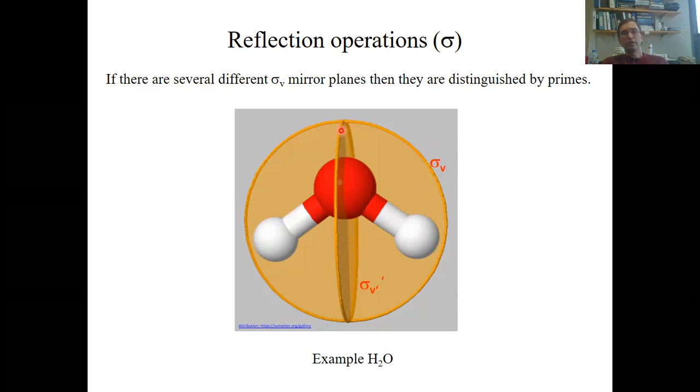So now this one here contains the two bonds, while this one here doesn't contain any bonds. So therefore, this one here gets the higher number of primes, this one gets 0 primes, and this one here gets 1 prime.